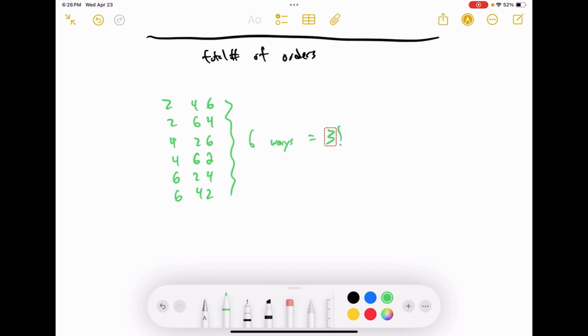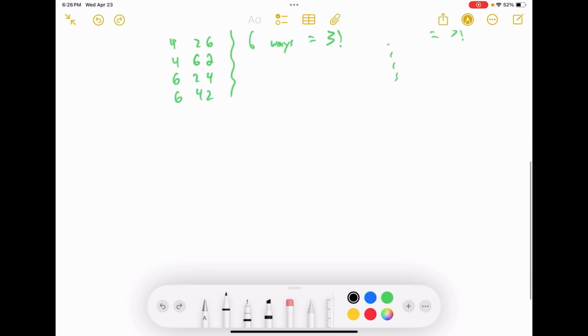And then we can get the odd numbers the same. We could see them 1, 3, 5. We could see them 1, 5, 3, and so on. Another 3 factorial. There are 3 even numbers, so we get 3 factorial here. There are 3 odd numbers, so we get 3 factorial here. So in our final answer, we get 3 factorial times 3 factorial. Then the total number of ways, there are 6 sides. So total number of ways is going to be 6 factorial.